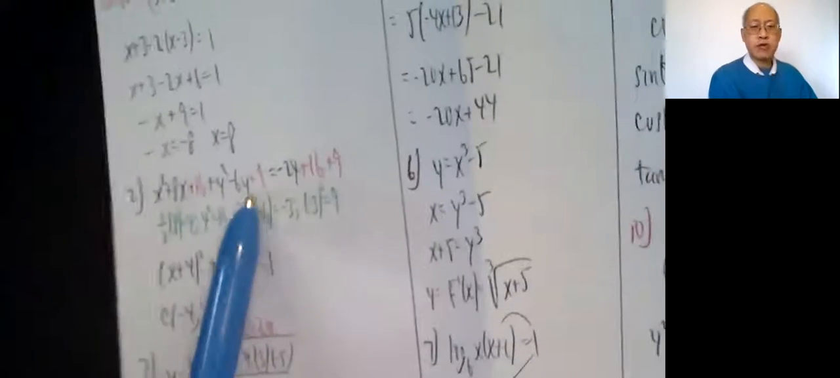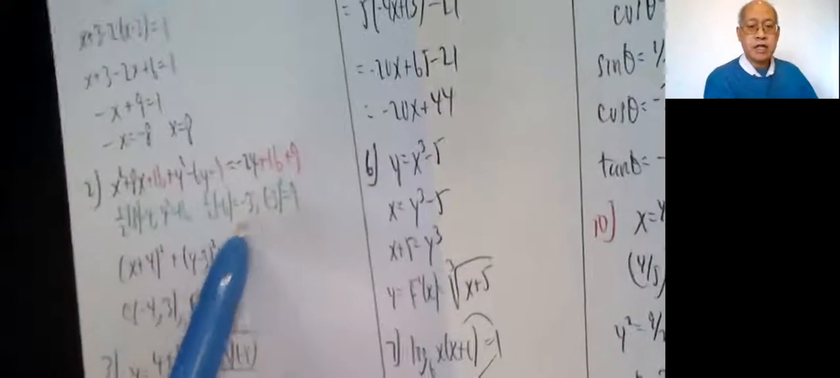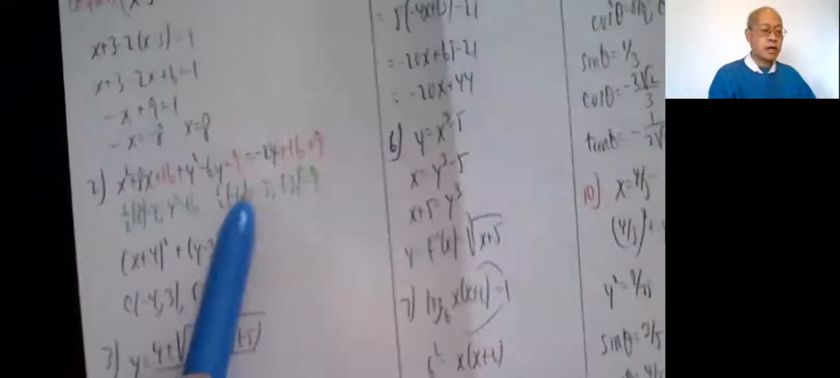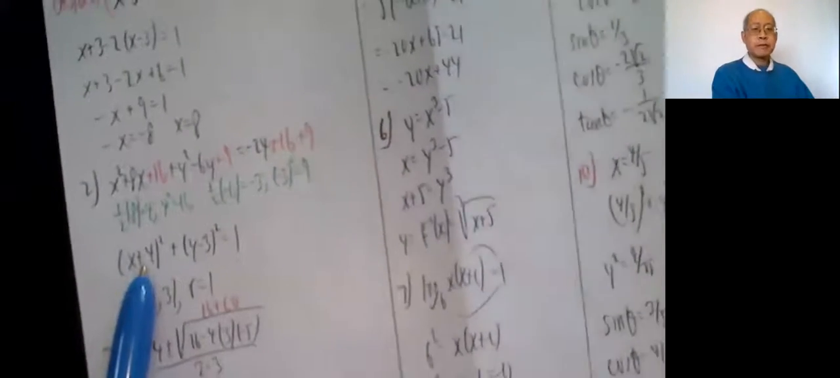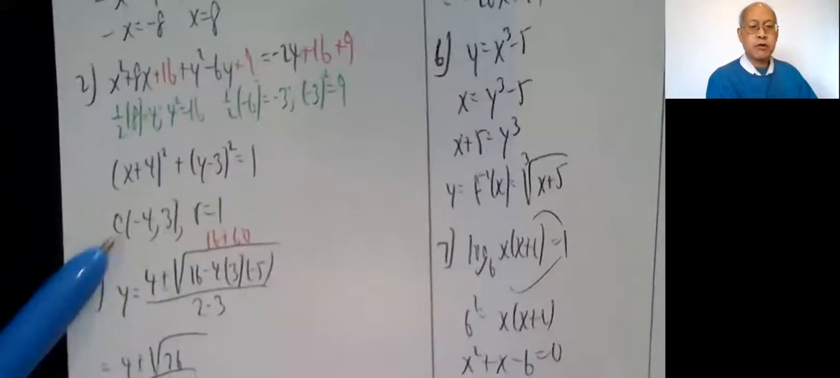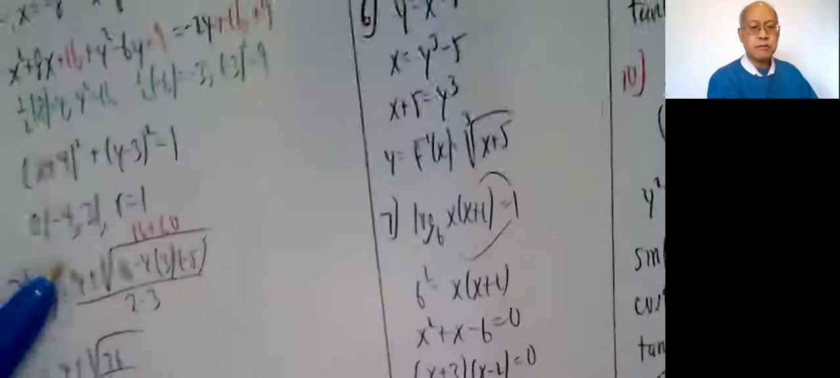Take half the coefficient of y and square it. Half of negative 6 is negative 3. Negative 3 squared is 9. So you add 9 on both sides. This factors into x plus 4 squared plus y minus 3 squared equals 1. So the center is negative 4, 3, and the radius is 1.